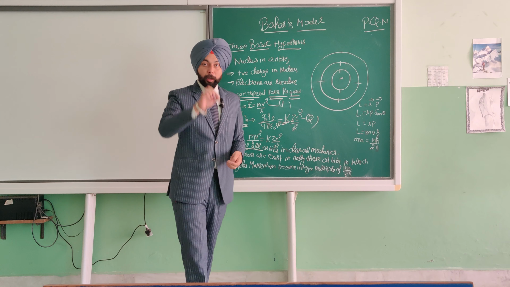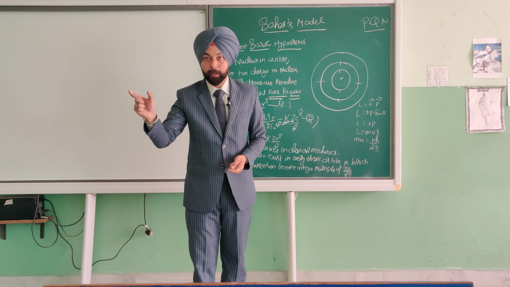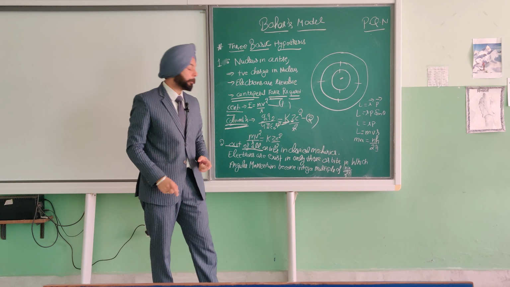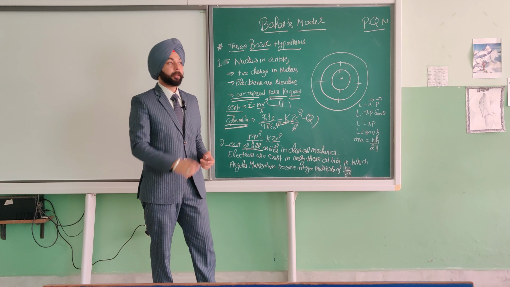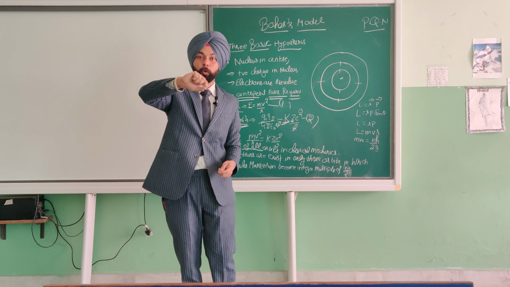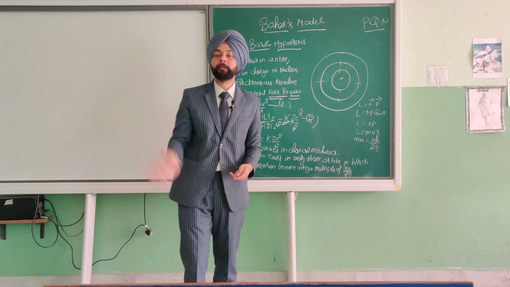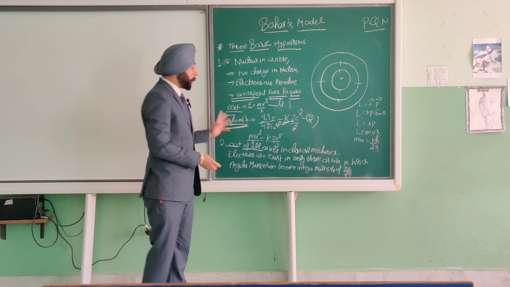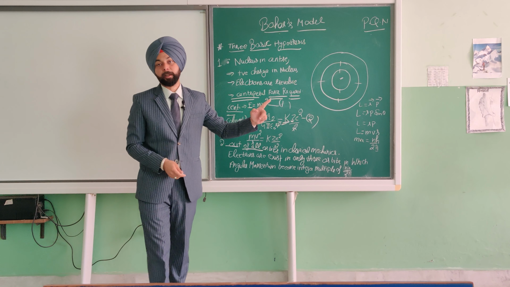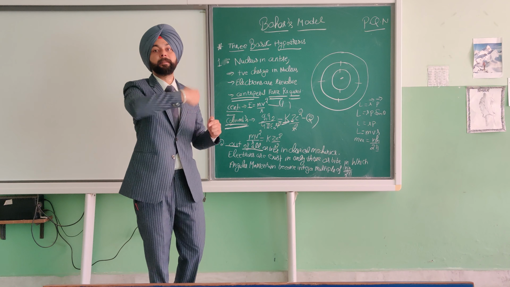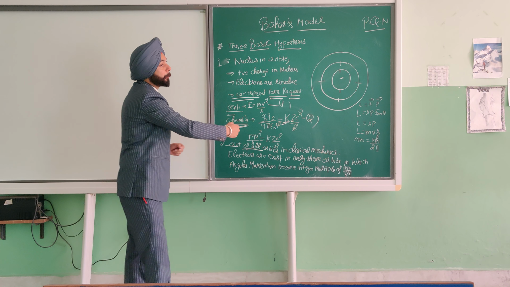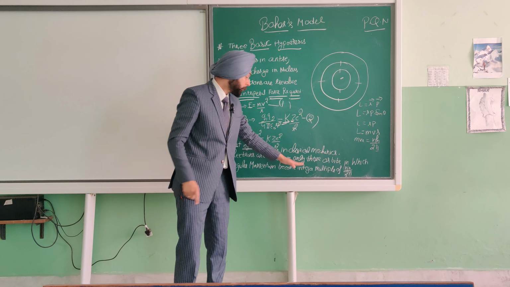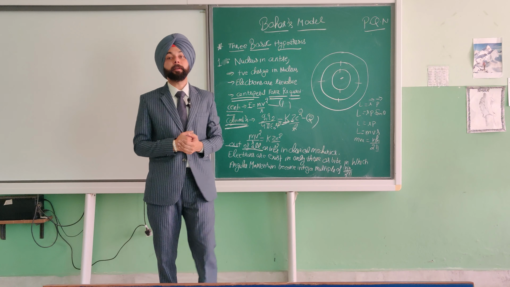According to that, the electron will exist in the orbit whose angular momentum is equal to a multiple of nh by 2 pi. According to Rutherford, electrons radiate or release energy when they revolve around the nucleus, but Bohr says electrons do not release energy. The electron will exist only in the orbit whose angular momentum is equal to an integer multiple of nh by 2 pi.